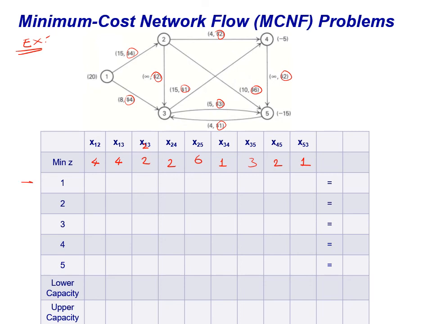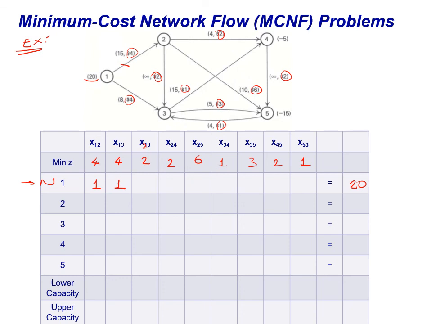Now for node 1. As I write the right hand side, if it's a supply, it will be positive, plus 20. And the outflow will be positive. It is not that important, even if you multiply the whole row by -1 the result will not change, but this is just a convention. For node 1, x12 is outflow, and x13 is outflow, and this should be equal to 20.